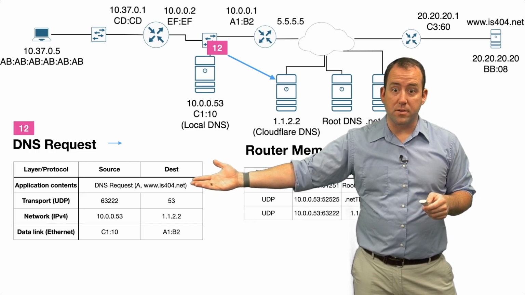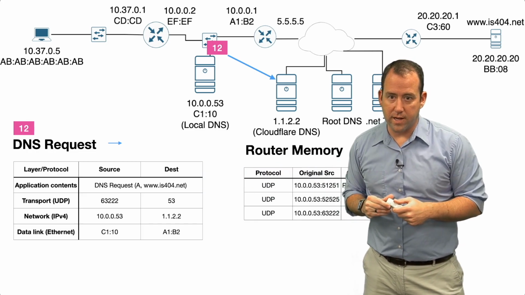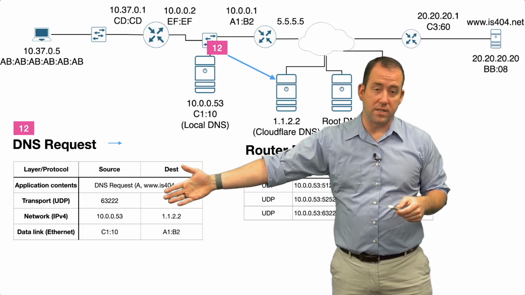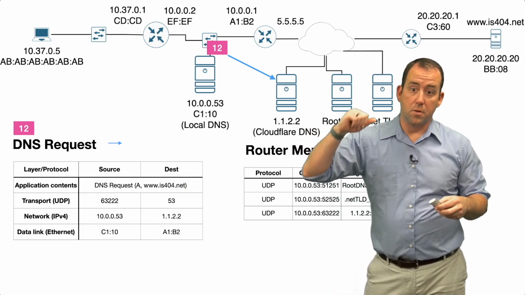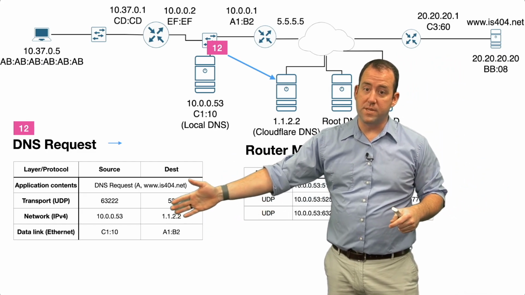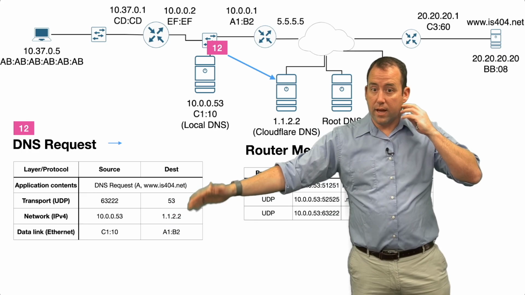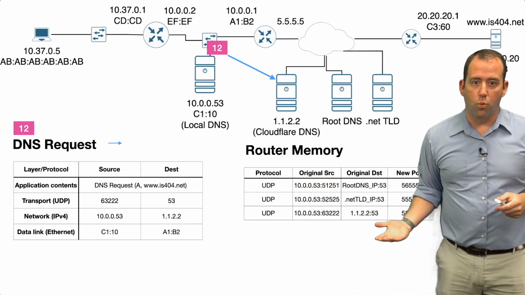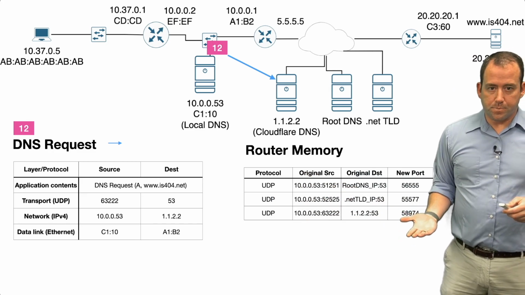the A record, the IP address for www.is404.net. And we set up a new connection to port 53 from port 63,222. We're going to use a new port because we're connecting to a new server, to 1.1.2.2 from 10.0.0.53. And we've got our MAC addresses there. That information goes out. It gets translated once again at the router.